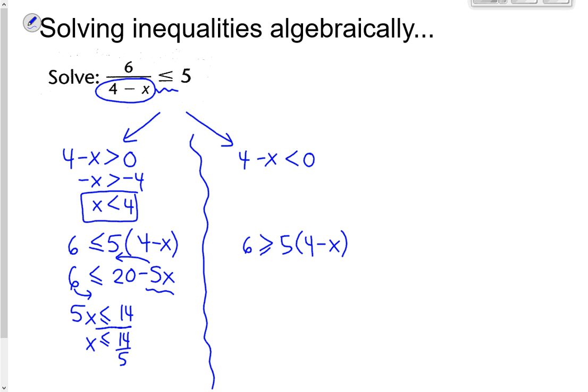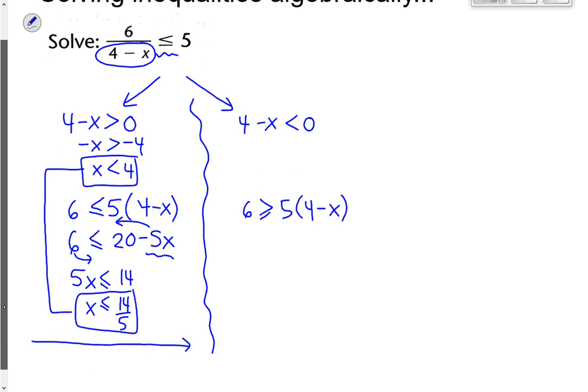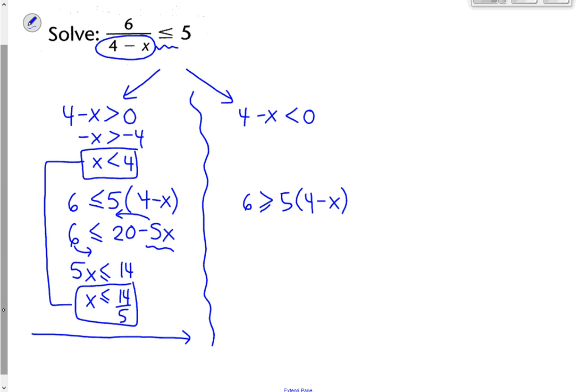So I have this, and also I have this condition, right? So remember, if I use a number line, I have 14 over 5, and I have 4. x is smaller or equal to this. x is smaller than 4. So which one includes both conditions? It would be this. So my x is smaller or equal than 14 over 5. So that would be the answer on the left side.